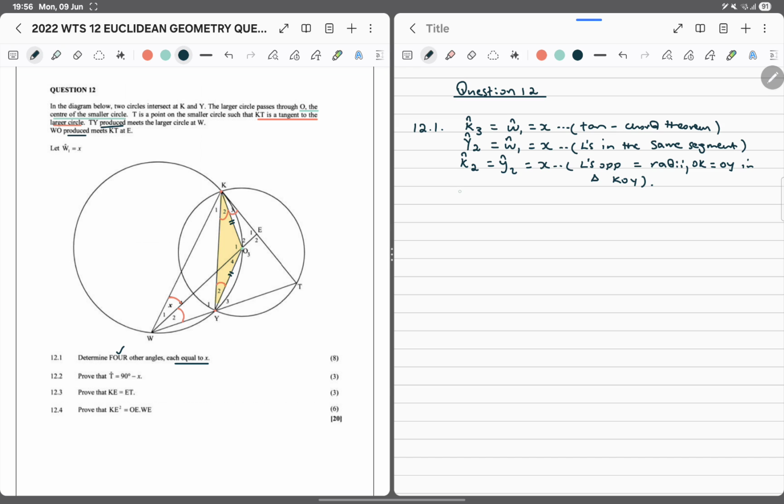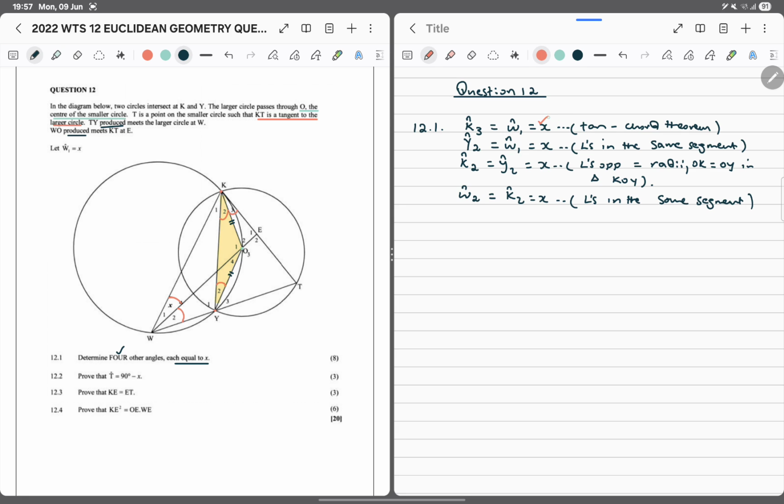Great. The last one, we will also list that essentially W2 is equal to K2, equal to x. These are angles in the same segment, in the bigger circle. So we've got all of them.